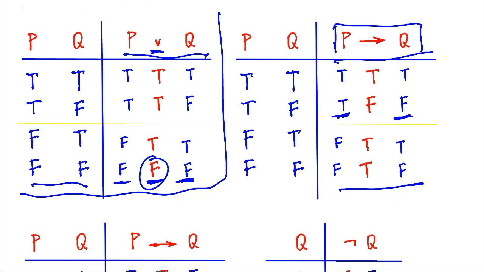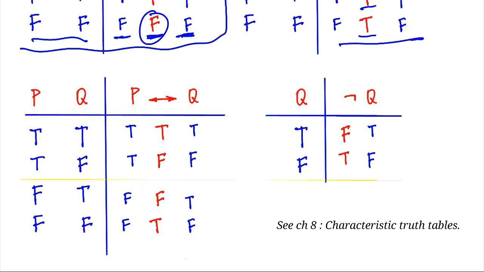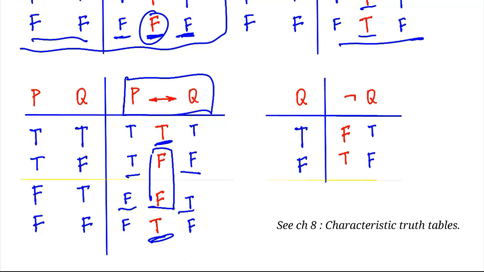In that case, the whole sentence is false. Otherwise, the whole sentence is true. All right, the double arrow, P double arrow Q, is true when both P and Q are true, or whatever the letters are on both sides, and is true when both are false. But if they don't match, if one is true and the other is false, then the biconditional, the full sentence, is false. All right, then negation.